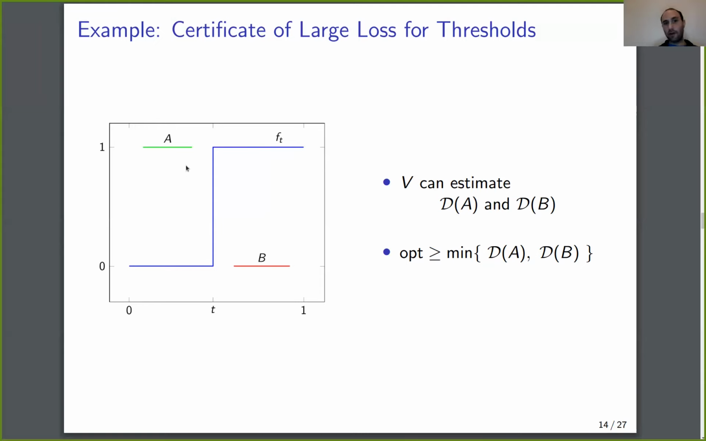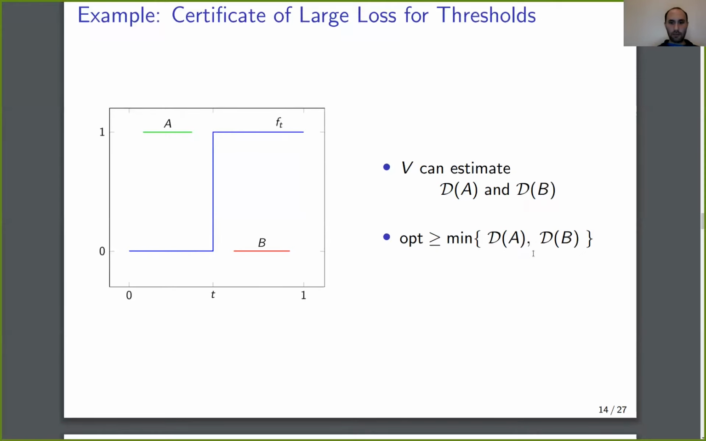And so it classified all the points in A as 0, which is incorrect. That means that you can't have a threshold that will classify both A and B correctly, and therefore the loss of the threshold, the probability of the event of misclassifying a point, is greater than the loss of at least A or B, the minimum between the two.